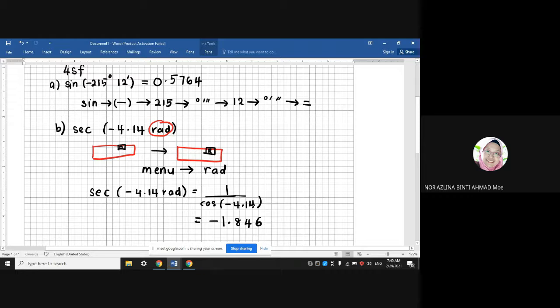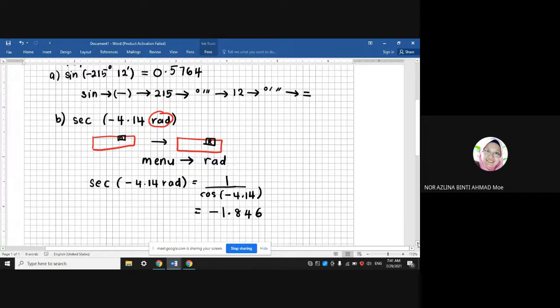So this angle will read as radian. So you tekan 1 per cos in bracket negative 4.14, close the bracket, then you press equal, you will get the answer negative 1.846. Okay, remember the question want you to give the answer in 4 significant figures. So this is for A, this is 4 significant figures. For B, this is 4 significant figures. Okay, next.